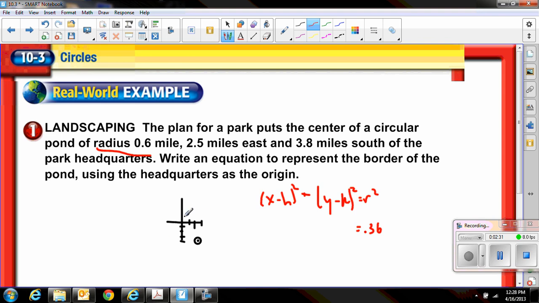Now, I'm 2.5 miles east and 3.8 miles south. That meant I went 2.5 miles this way. To make a translation 2.5 to the right, we go (x minus 2.5) squared. To go down 3.8, that would be y minus negative 3.8, or y plus 3.8. And what we are left with is the equation of our circular park.